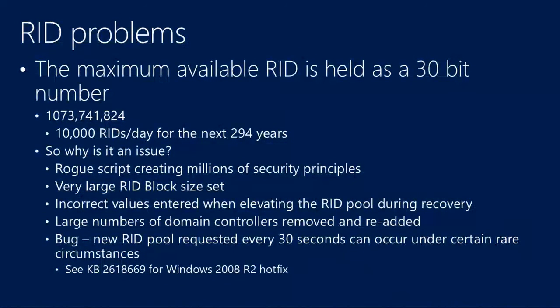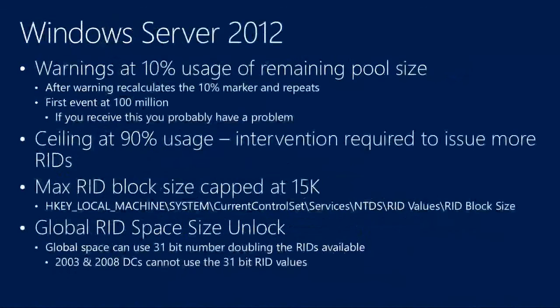The other thing, there was a little bug, and it's now been fixed. There is a hotfix for it. It only occurred in very rare, exceptional circumstances. If you want to have a look at that KB article. But it meant that a machine was actually requesting a new RID pool every 30 seconds. And if you had lots and lots of DCs that all had this problem, all requesting the RID pool every 30 seconds, boom, boom, boom, you're moving up towards your ceiling.